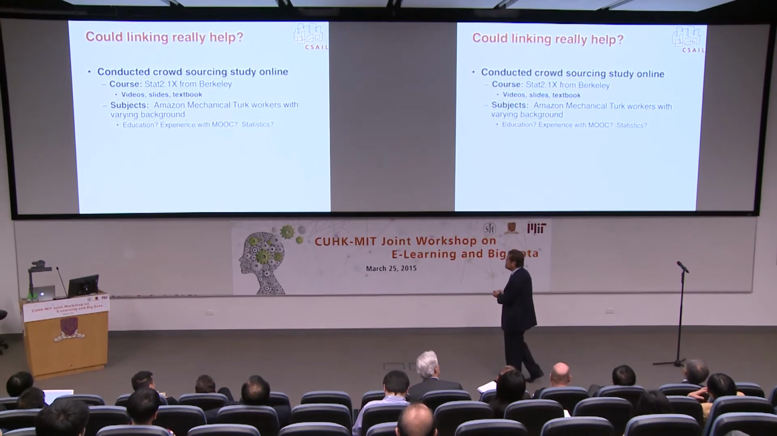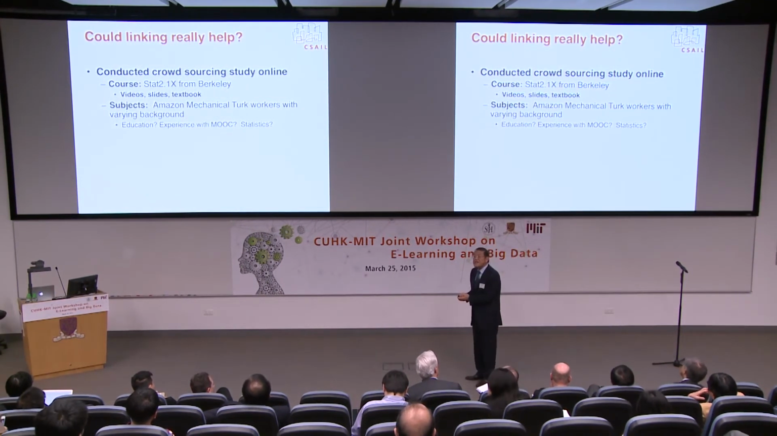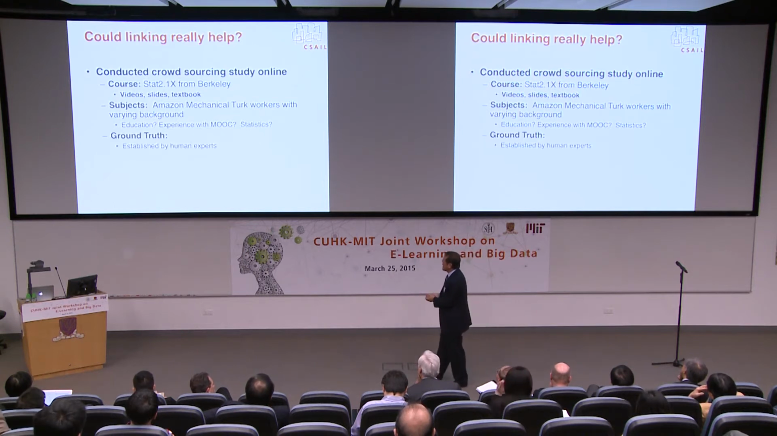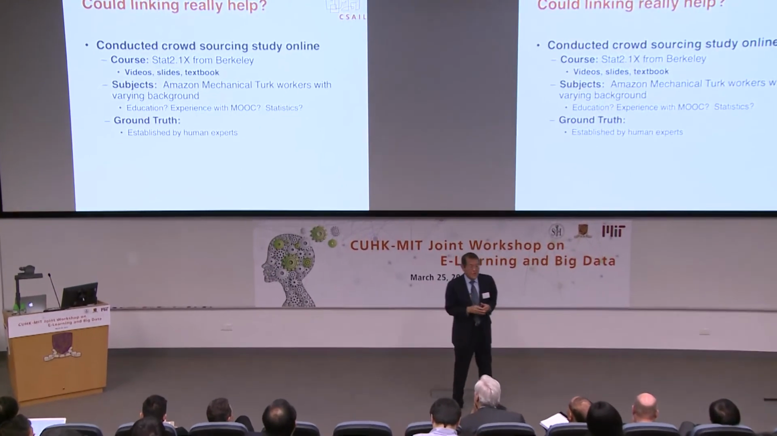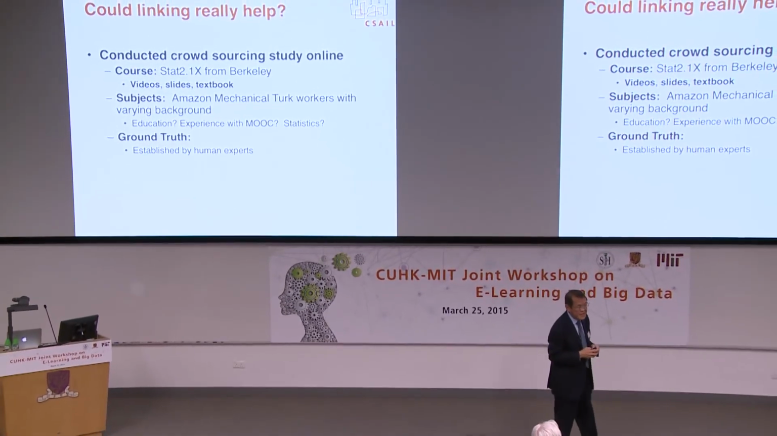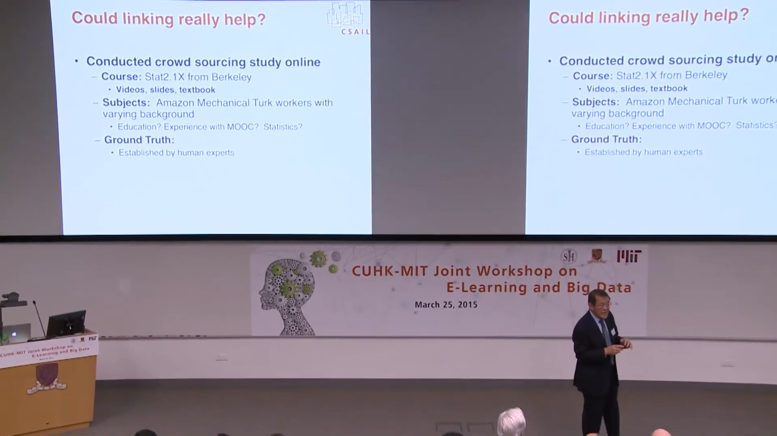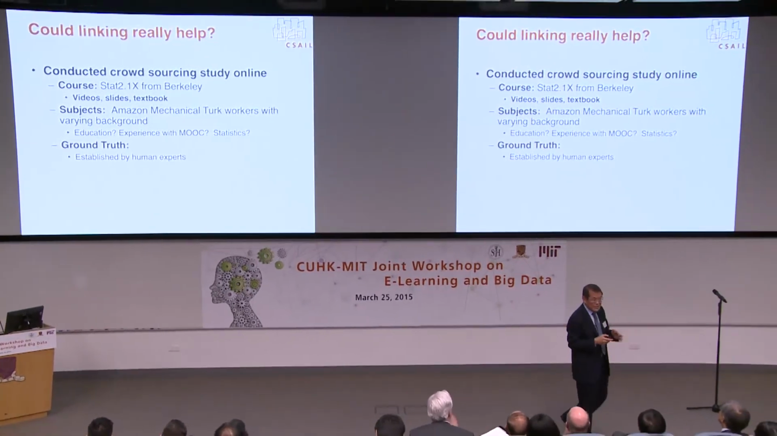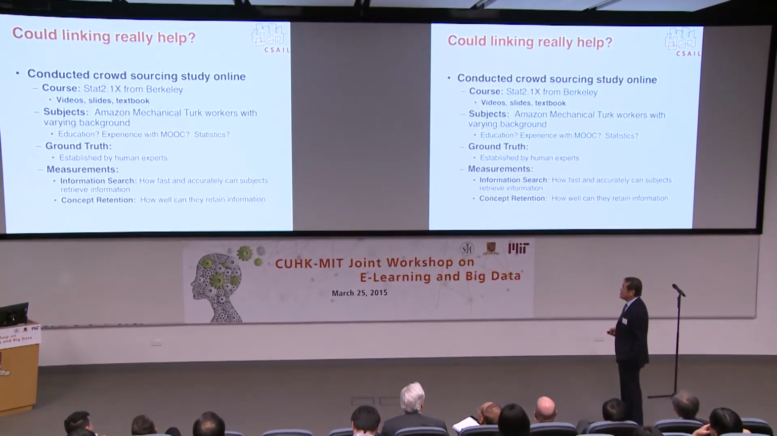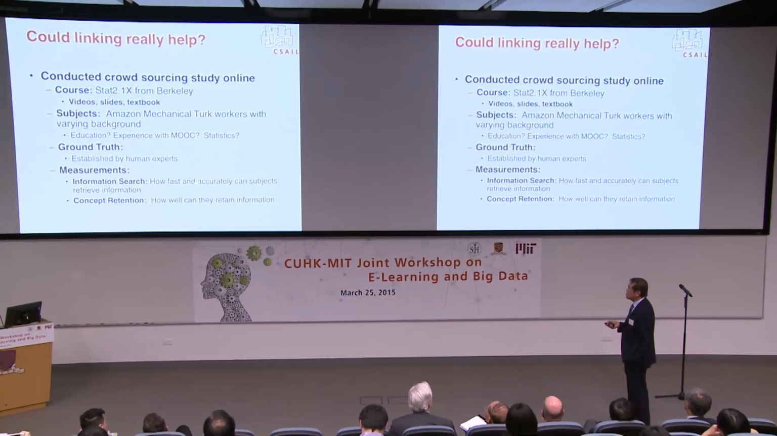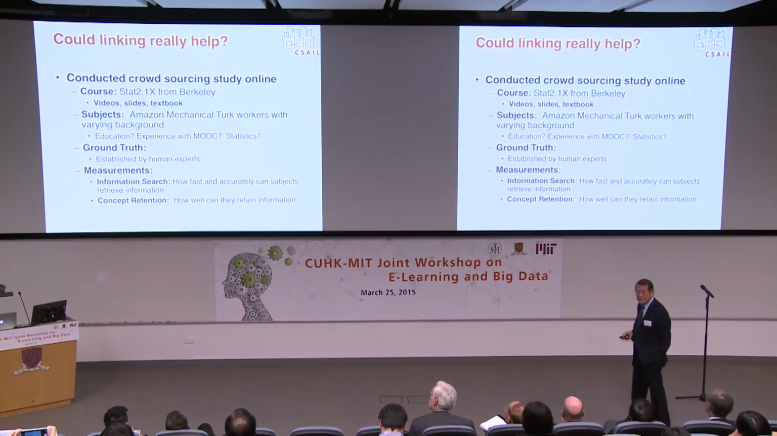It says, well, if we can link it, would it make any difference to these subjects? And the ground truth is actually done by human experts that link them together. But since then, we have created automatic techniques to link these things together. At the moment, we want to know the best possible consequences. And we measure information search, how fast and how accurately can you look for information.